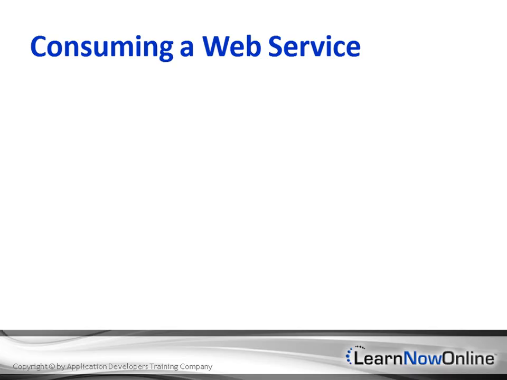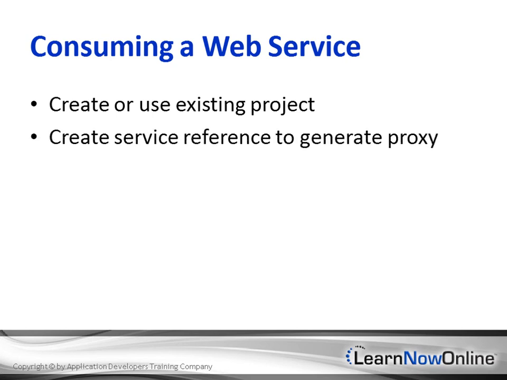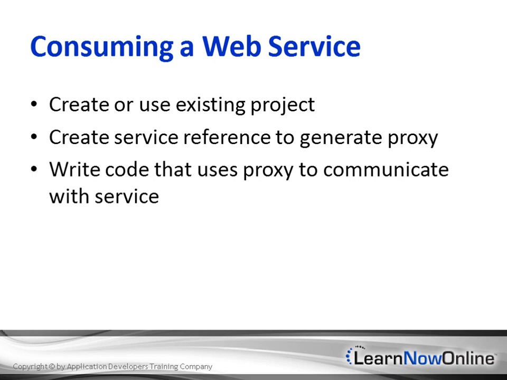Once you have a WCF service written, you can write code to consume it. In Visual Studio, you can either create a new project or use an existing project. To use the service, what you do is you create a service reference which generates a proxy. And then you write code that uses the proxy to communicate with the service. Let's go do that.